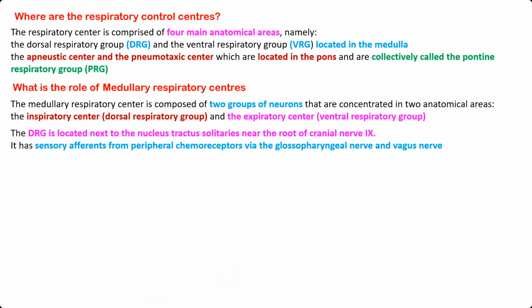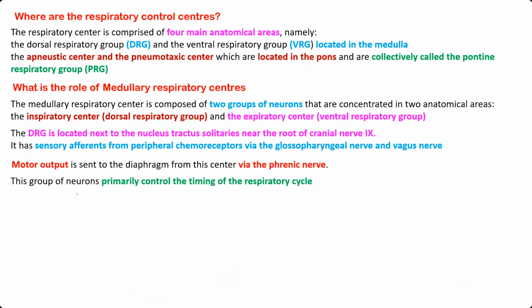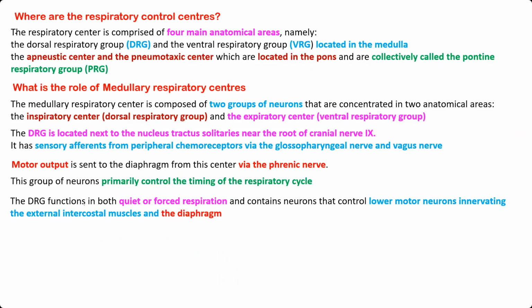The DRG is located next to the nucleus solitarius, at the root of cranial nerve 9. The sensory afferents from peripheral chemoreceptors come via the glossopharyngeal nerve and vagus nerve. Motor output is sent from the center to the diaphragm via the phrenic nerve. The groups of neurons primarily controlling the timing of the respiratory cycle are the DRG, for quiet respiration and forced respiration, and the lower motor neurons innervating the external intercostal muscles and the diaphragm. These are the muscles which are supplied by that.